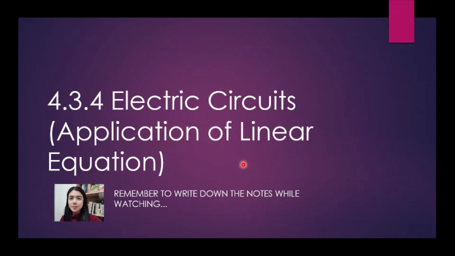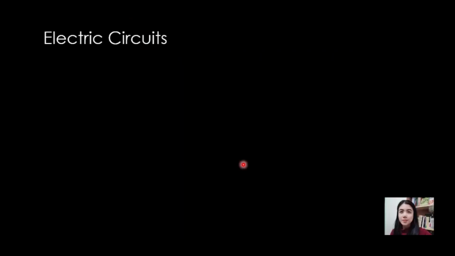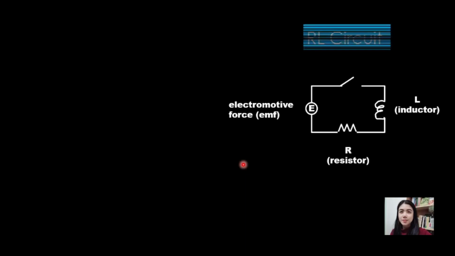This is 4.3.4 electric circuits, applications of linear equations. So we're going to learn two types of electric circuits. The first one will be the RL circuit. The second will be the RC circuit. Let's look at the first one, that is the RL circuit.